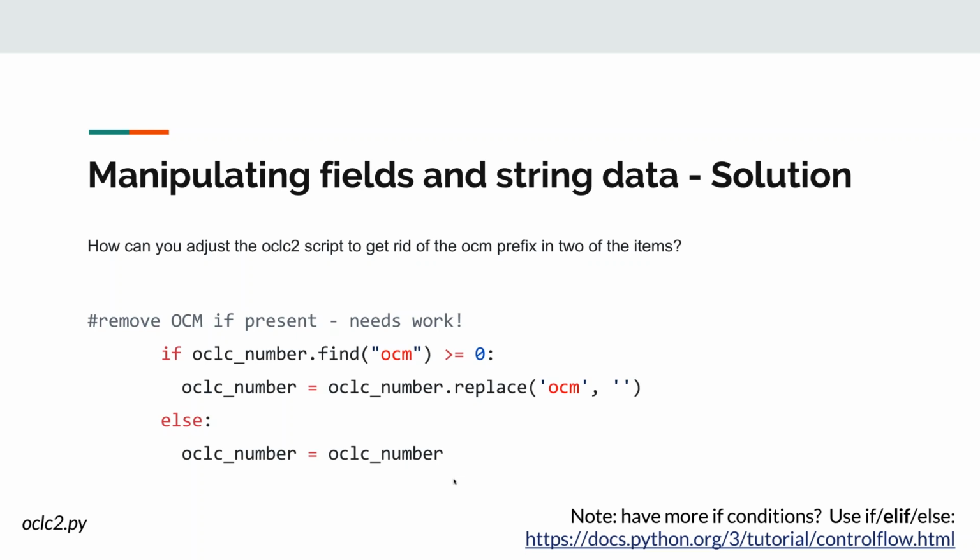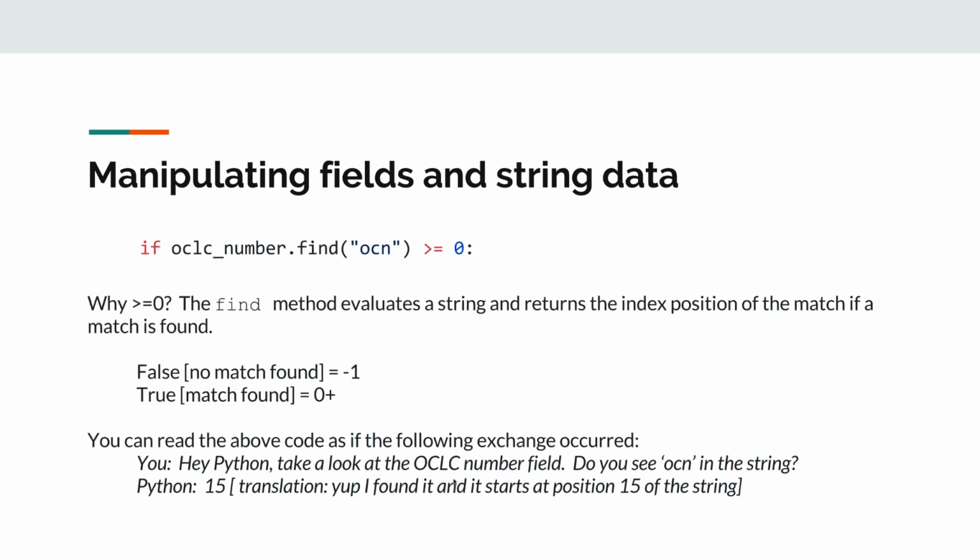Okay, so what is with the greater than or equal to 0? The find method is, again, a built-in Python method that you can use. It's not PyMARC related, it's just straight up Python. You can use it in a number of scenarios. But what that find method does is it looks at a string of data, in this case our 035 field, and this is the definition from the documentation, so this is going to sound very abstract, but I'll explain in a minute. The find method evaluates a string, our 035 field, and returns the index position of the match if a match is found.